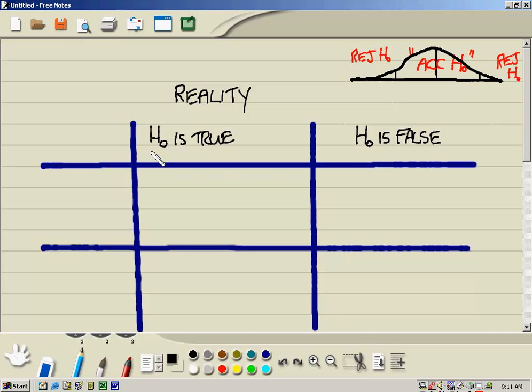Of course, we must understand if the null is true, then the alternate, since it's the complement, must be false, and similarly, if the null is false, then the complement, the alternate, must be true. Alright, that's what's real, and we have no idea which of these two situations is real.